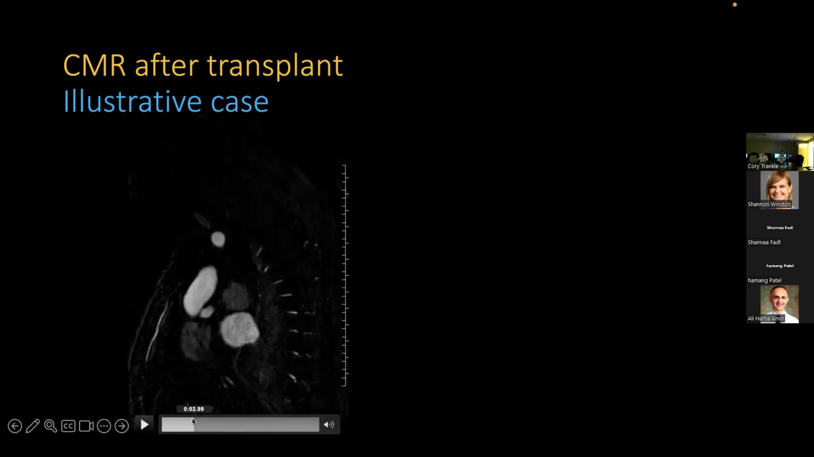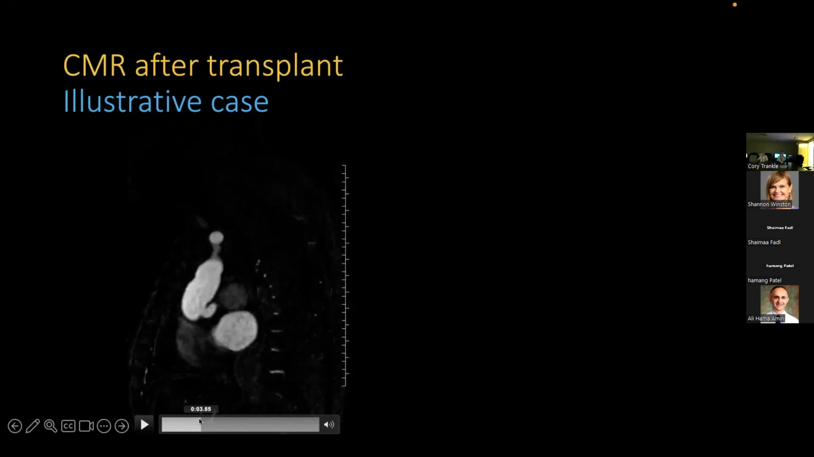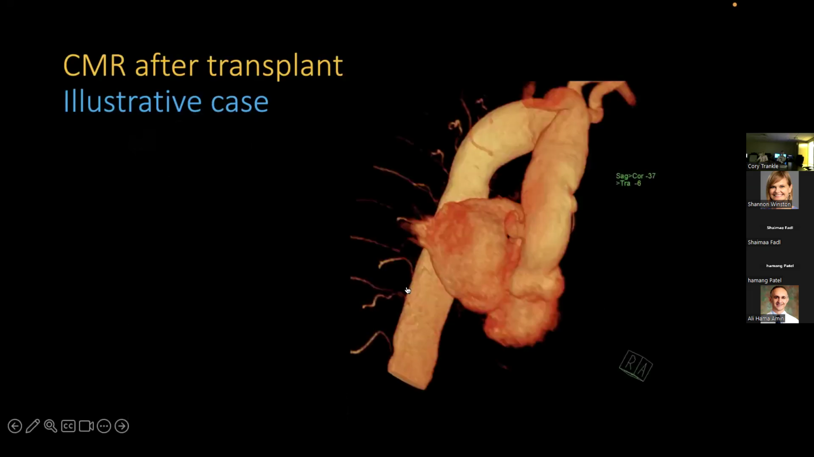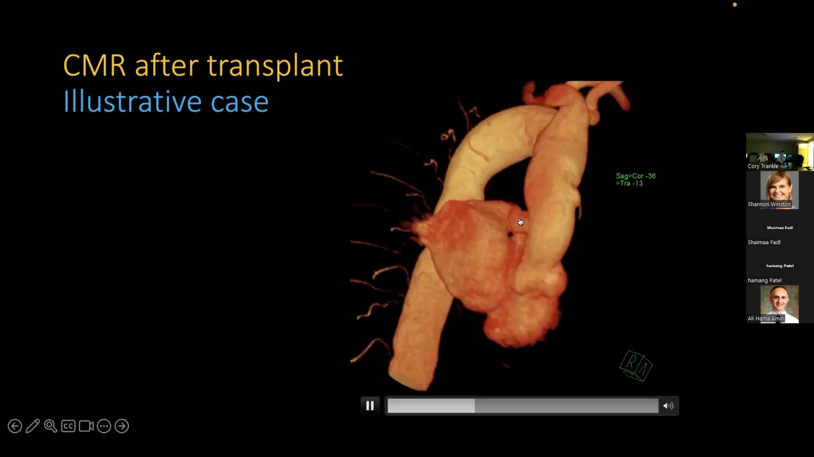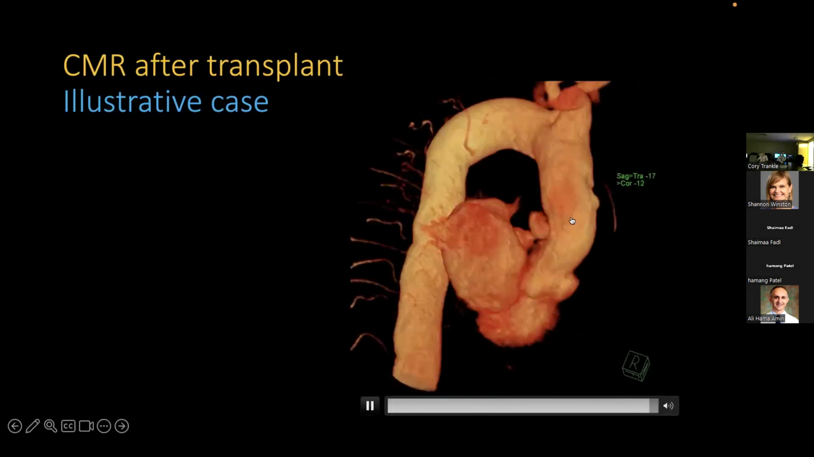And the angio confirmed that finding. All these findings are concerning for pseudoaneurysm. And this is the volume rendered image showing that focal outpouch.